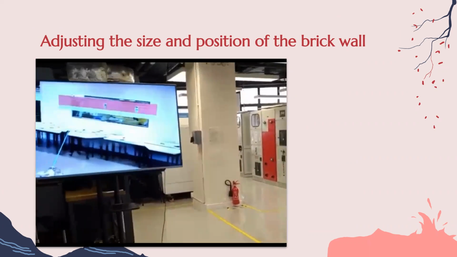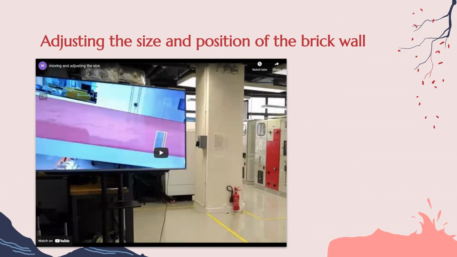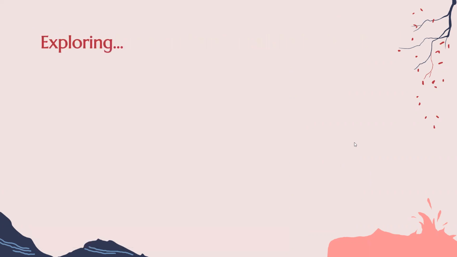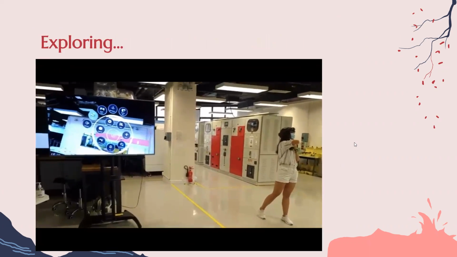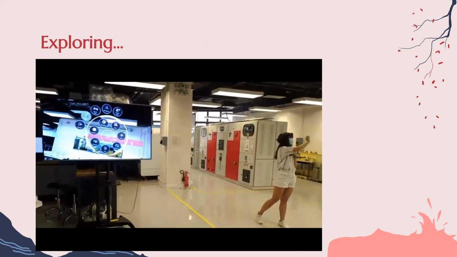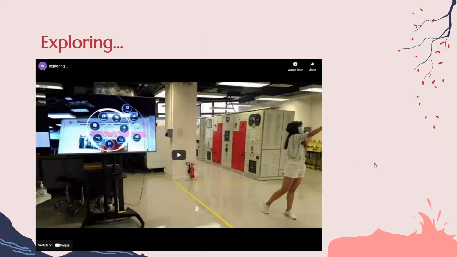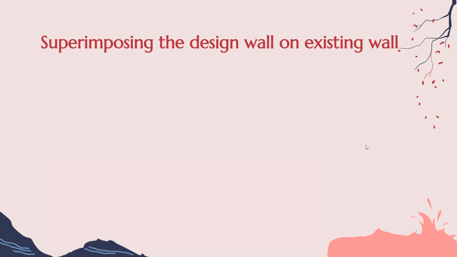The user then moves the brick wall in front of the existing wall and adjusts its size. The user would like to create the effect of the brick wall being superimposed onto the existing wall. The user tries to align the brick wall and anchor it onto the existing wall. However, the align function of the HoloLens doesn't bring about the effect.